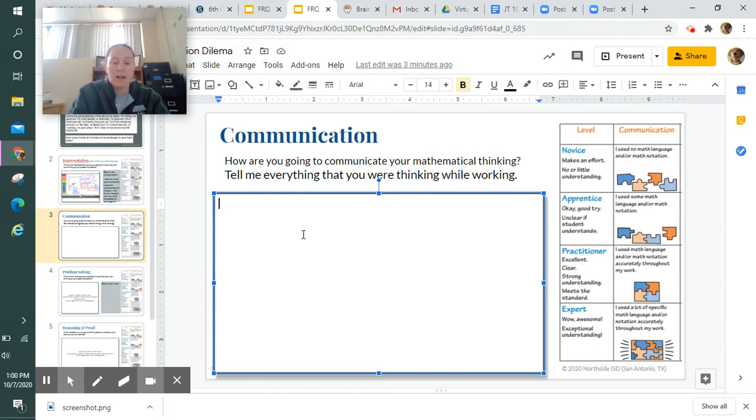So I started out by using a diagram to represent the whole amount of tickets.